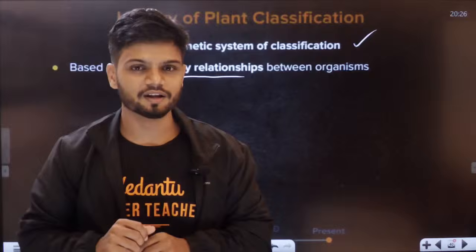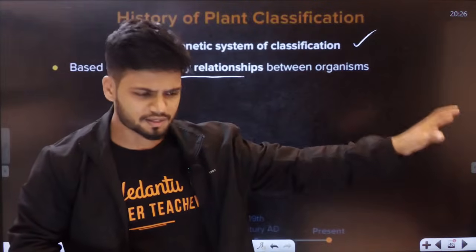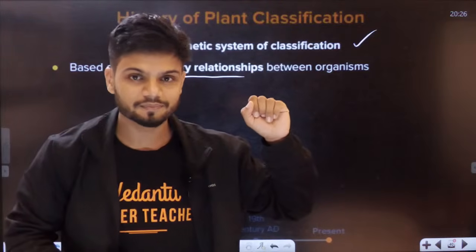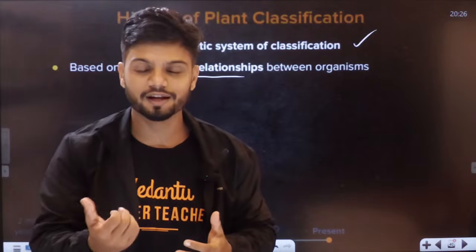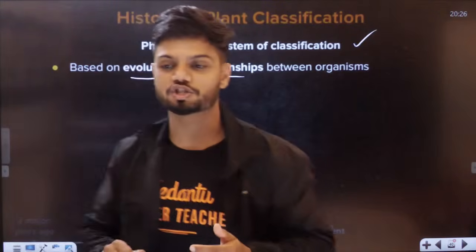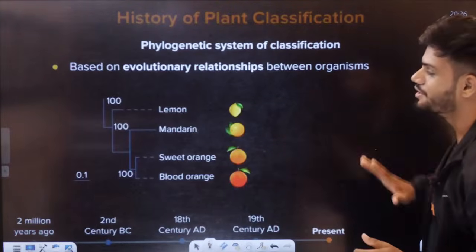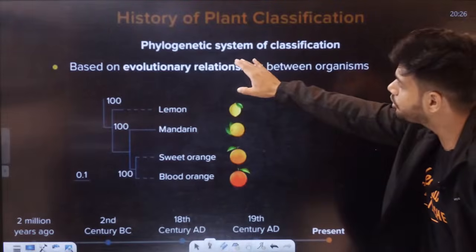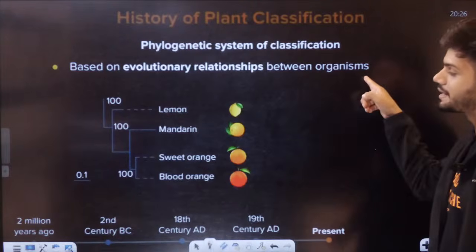Can you make a family tree that this mango was there, from this mango came, this mango's daughter is this mango, this mango's mango, one more mango came. Yes or no? Now that is called a family tree of mangoes. Now there you use phylogenetic relationship. Okay, so here are the different types of oranges. This type of classification is called the phylogenetic system of classification. It is based on evolutionary relationship between the organisms.